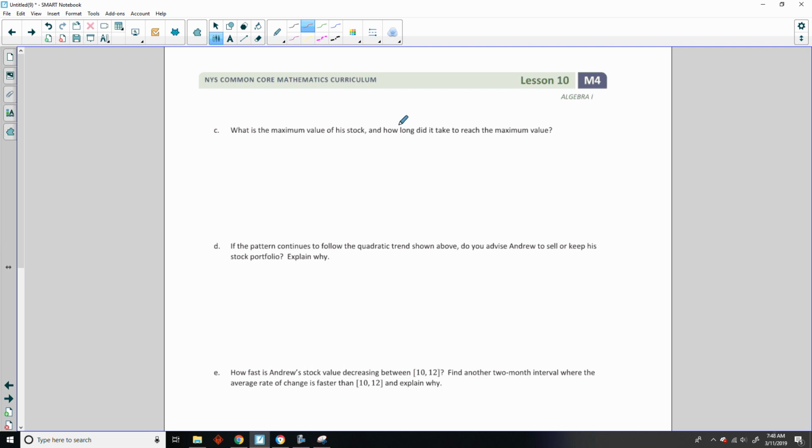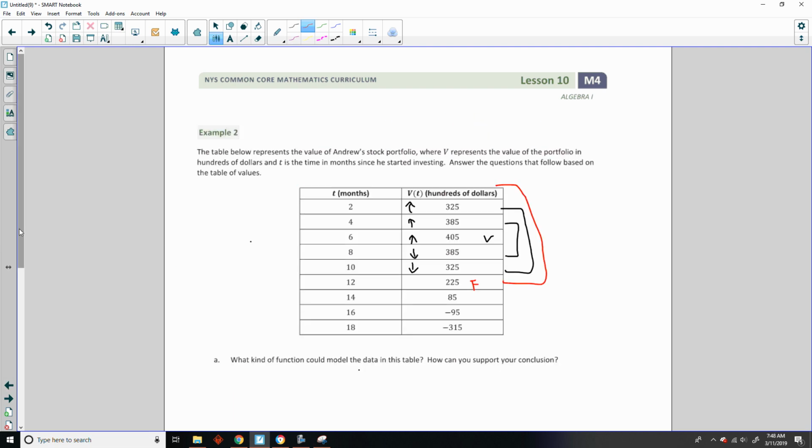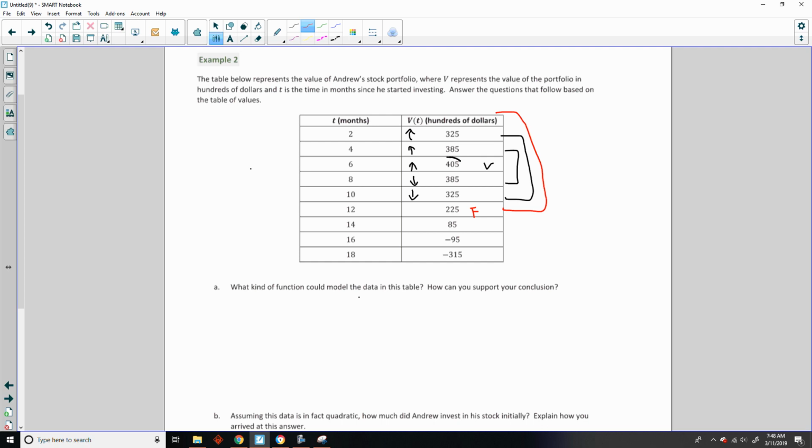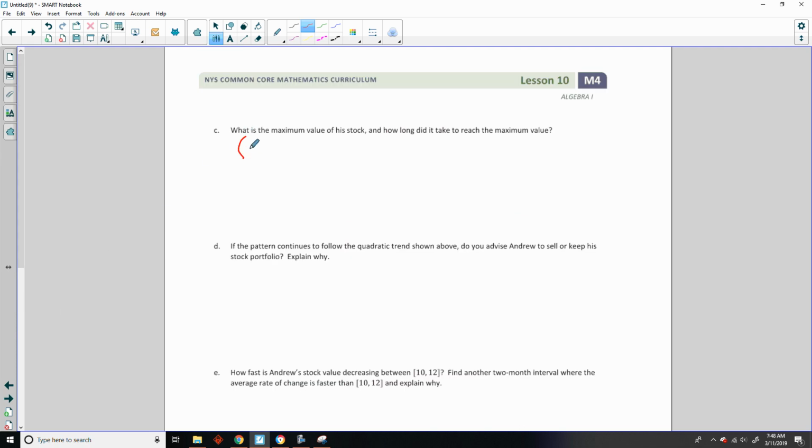C, what is the maximum value of his stock and how long did it take to reach the maximum value? So if I go back, the maximum value of his stock was $405,000 and it occurred at the 6-month point. So if I wrote that as an answer, I would say 6, comma, what was that value? 405. Okay, so that means it took him 6 months to get up to $405,000.